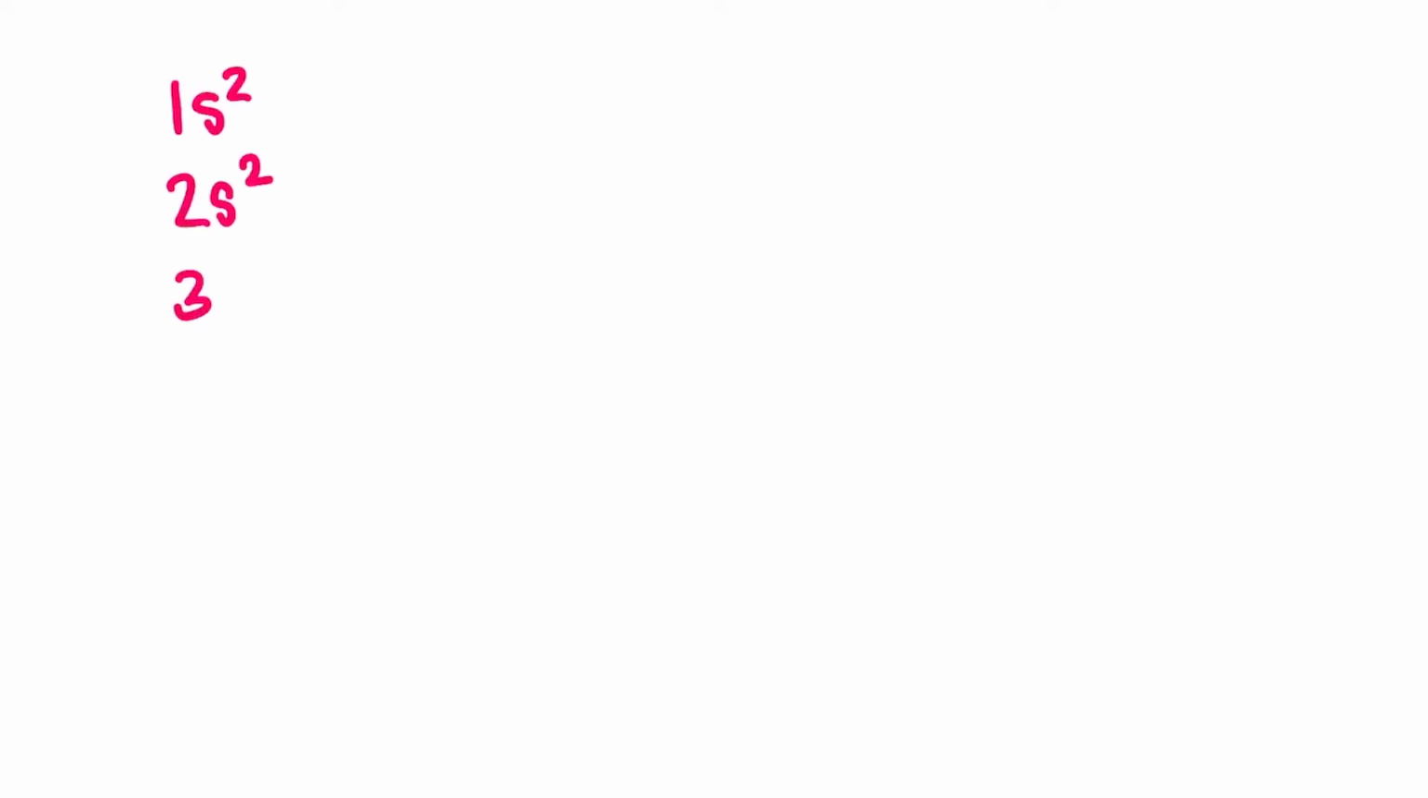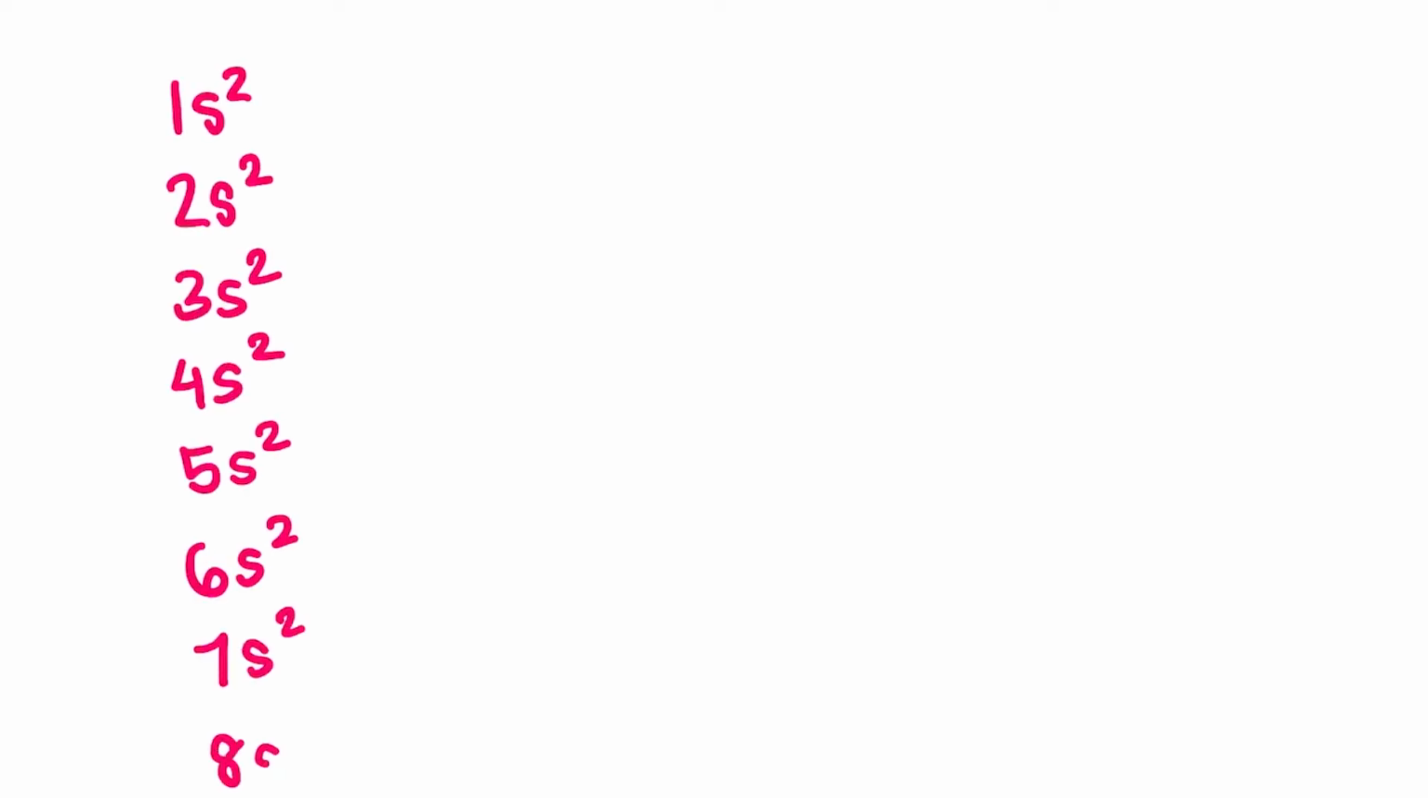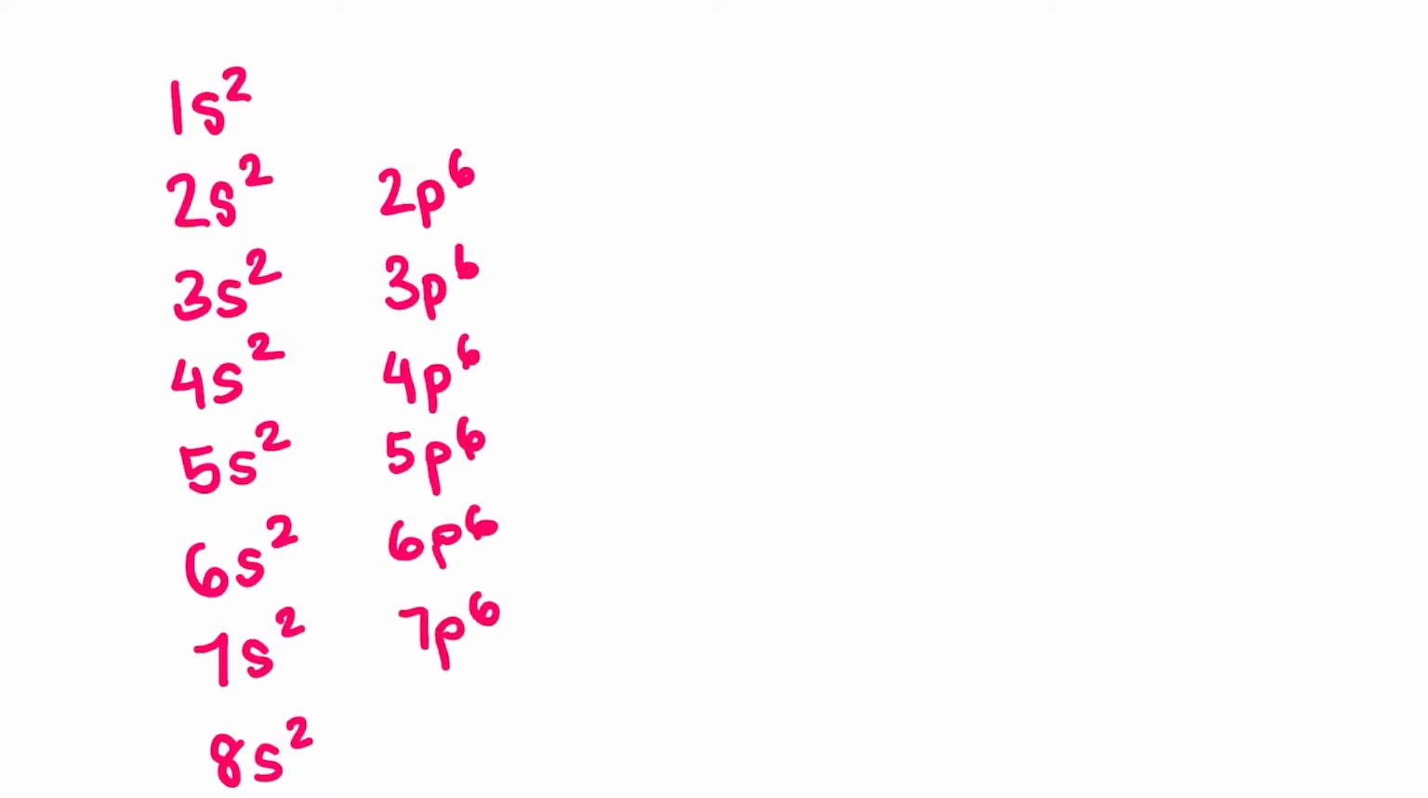First, write 1s2 to 8s2 in one column. Now go ahead and write from 2p6 to 7p6 in another column. Then 3d10 to 6d10. Finally, from 4f14 to 5f14.